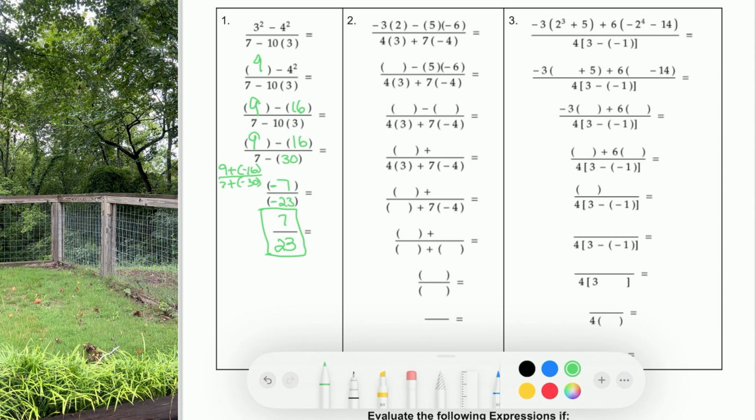So we have -3 times 2 minus 5 times -6 in the numerator, and then in the denominator, 4 times 3 plus 7 times -4. We need to deal with the first multiplication. -3 times 2 is going to be -6. We have one of each, so that means our number will be negative. The next thing we need to deal with is the 5 times the -6. All right, so 5 times -6 is going to give us -30.